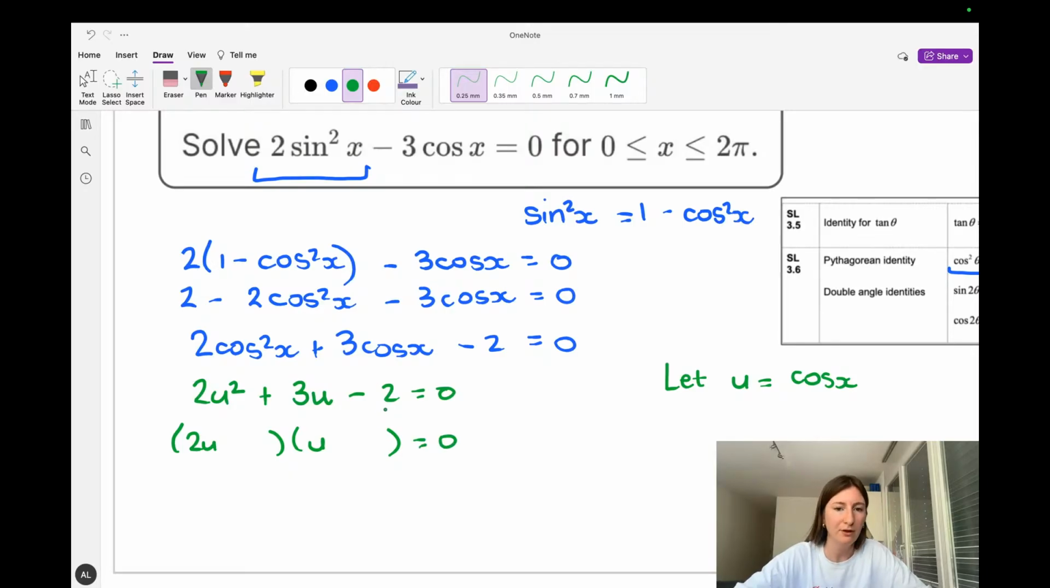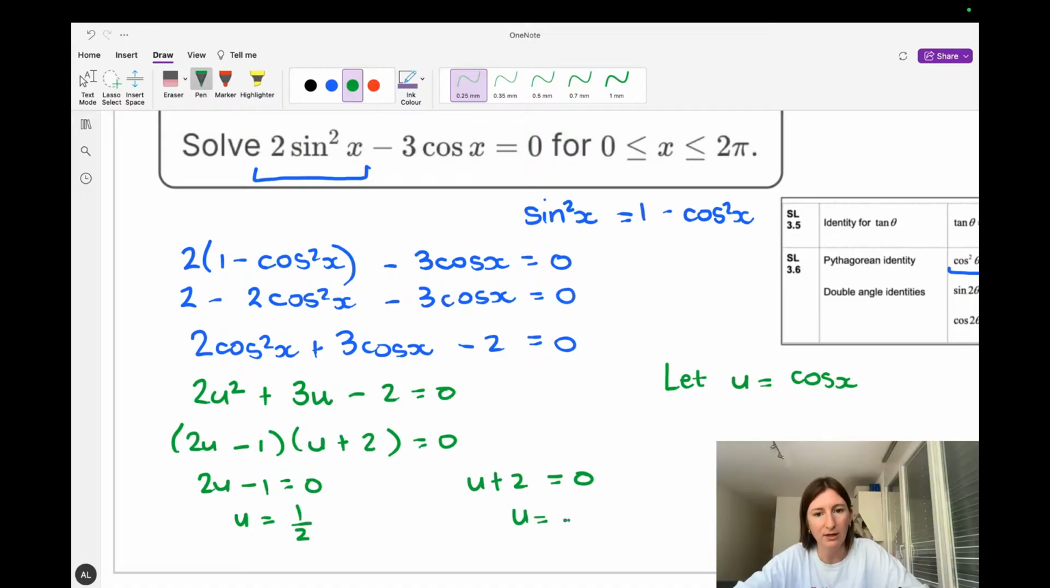Well, I have 2, so I only have 2 factors there of 2 and 1. So I'm going to need times, let's say, 2, because that's going to give me a 4u, and then minus 1, so I'll take away and get 3. There we go. Okay, so factorized, let's solve that. 2u minus 1 equals 0, and u plus 2 equals 0. Move that over to the other side, so we have u equals a half, and u equals minus 2.